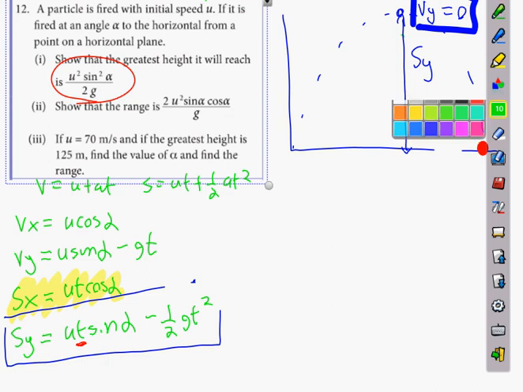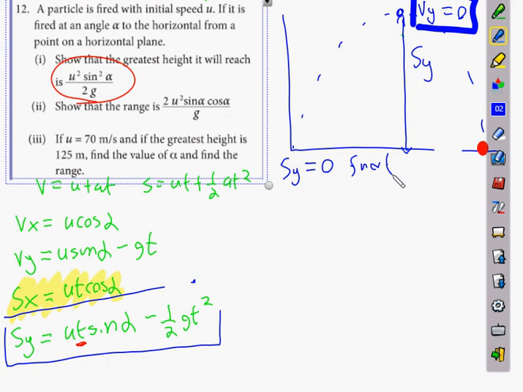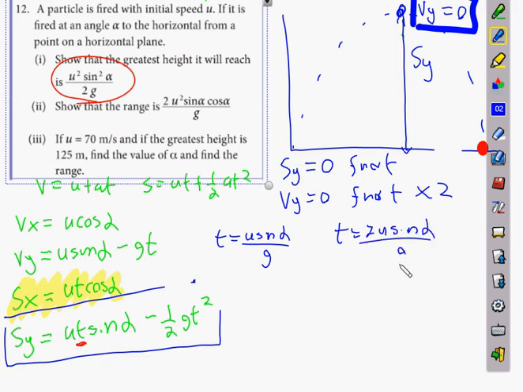So there's always 2 ways to do this. To get the time, you can either do Sy equals 0 and then find t, or you could do Vy equals 0, find t, and then multiply by 2. Because it takes half the time to get up there, then the same amount of time back down again. So we already did, this one's easier because it's not a quadratic equation, so it would have been t equals u sine alpha all over g. Multiply that by 2 for the full range, and what you're going to get is t equals 2u sine alpha all over g.